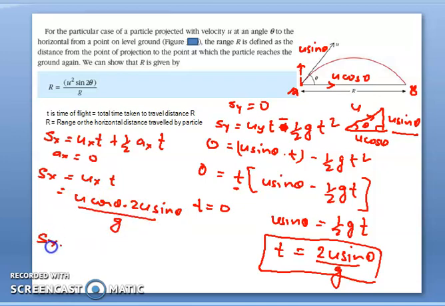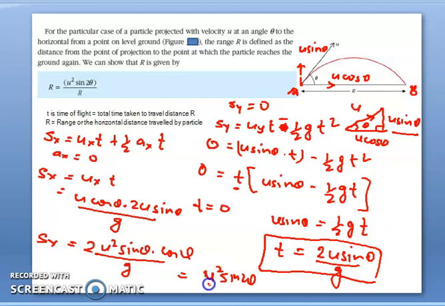So sx is equal to 2, now this is u square sin theta into cos theta upon g. Now 2 sin theta into cos theta is sin of 2 theta. So we can write here u square sin 2 theta upon g. So this is sx, and sx is nothing but the range. So this is how we can find the range.